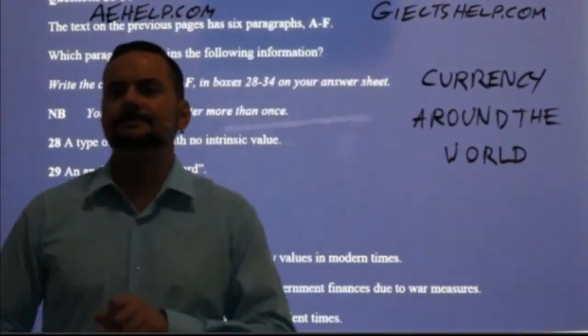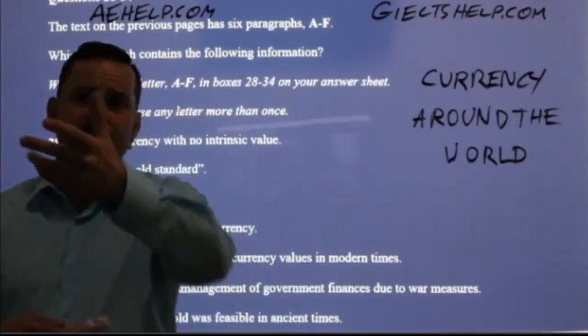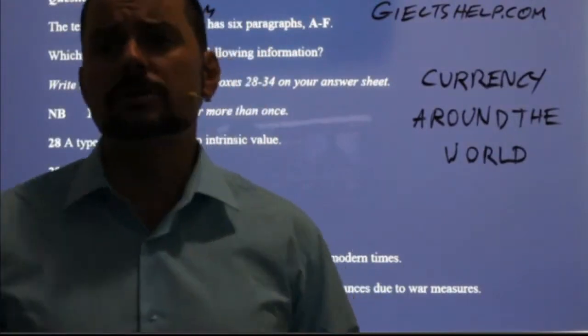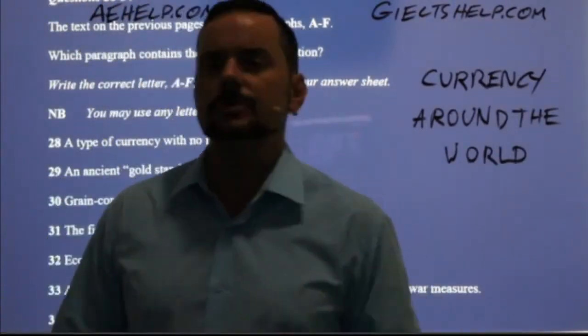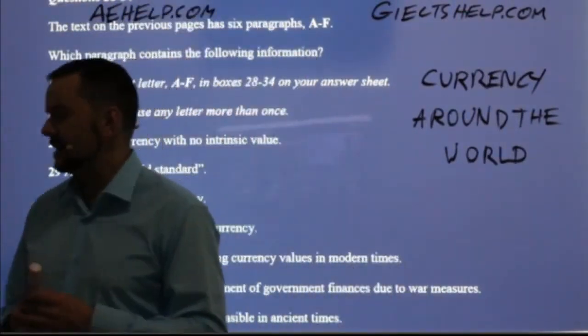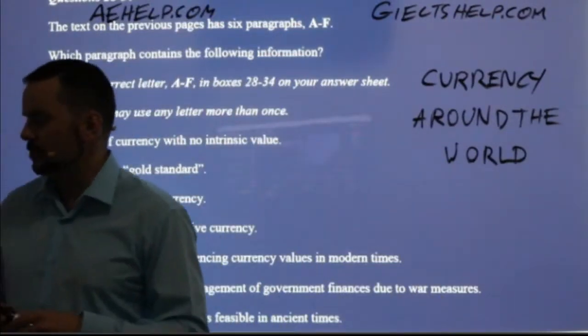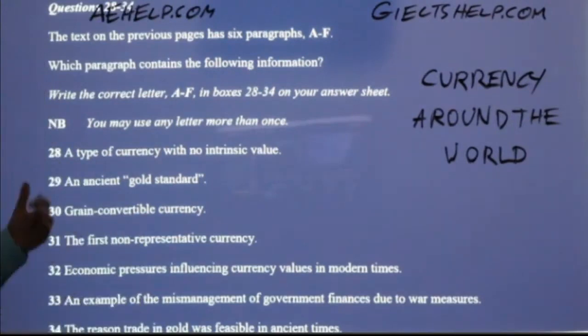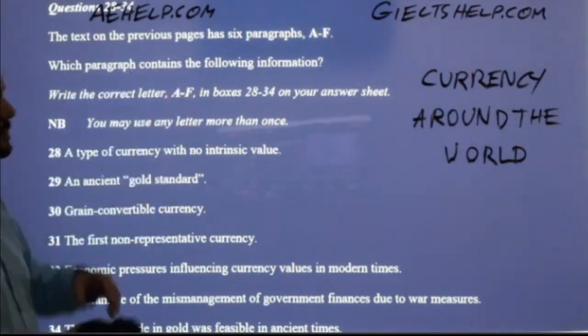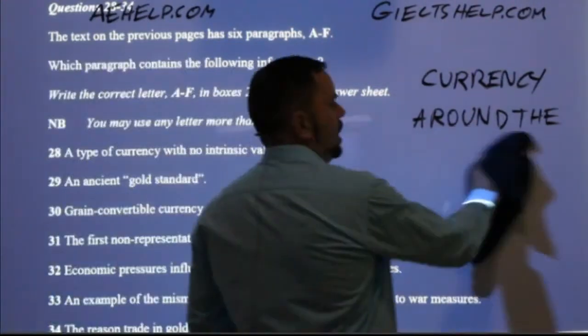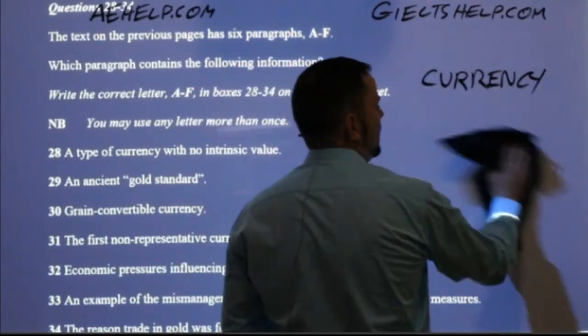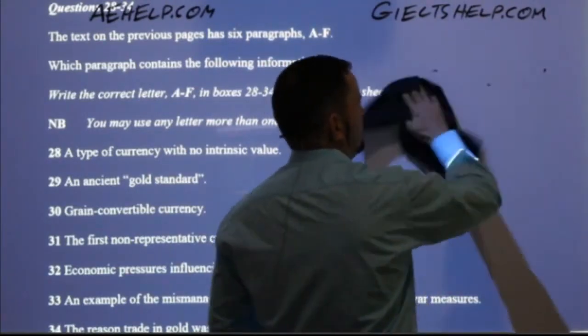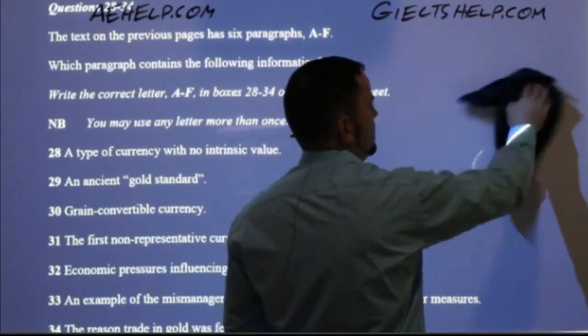All right. Okay. Yeah, Nick Hill's saying maybe the evolution of currency, right? So what is the history of currency if we think back a few centuries or a few millennia? Okay, so here we have, this is a very popular question in the IELTS. Which paragraph contains the following information? Why do you think IELTS really likes this type of question, this matching information to paragraphs?